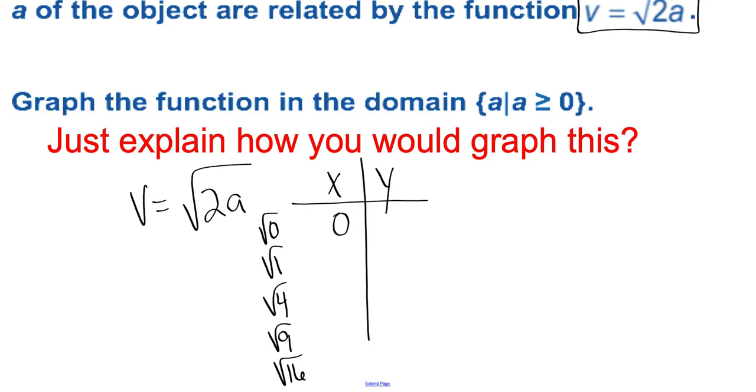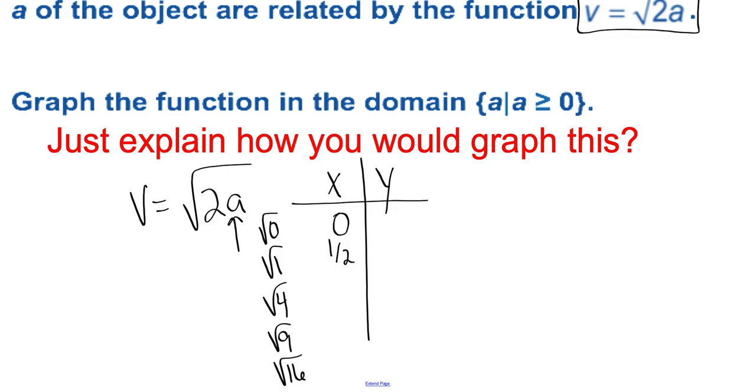What number can I plug in for a to get a 1? Well, 2 times something would get me a 1. That something is a 1/2. If I did 2 times a half, that would get me a 1. Okay? What am I going to plug in there to get a 4?